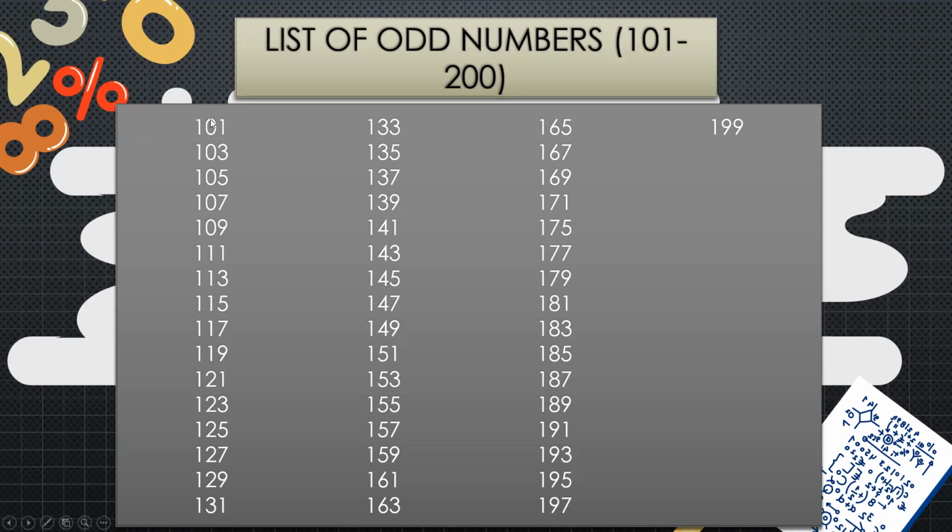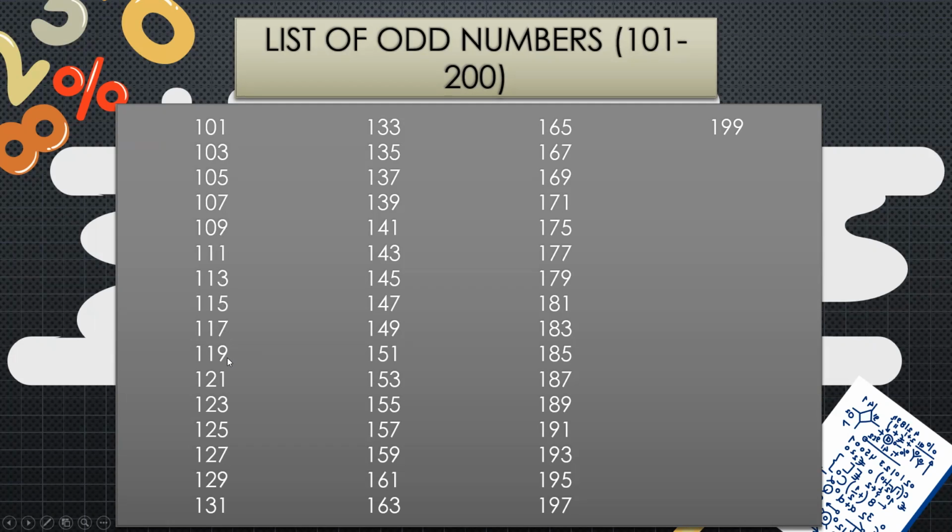You have to know that if you see 1, 3, 5, 7, 9 as the last digit of any number, that number will be an odd number. These five digits you have to remember for finding odd numbers. Here you can see 1, 3, 5, 7, 9, the last digit.